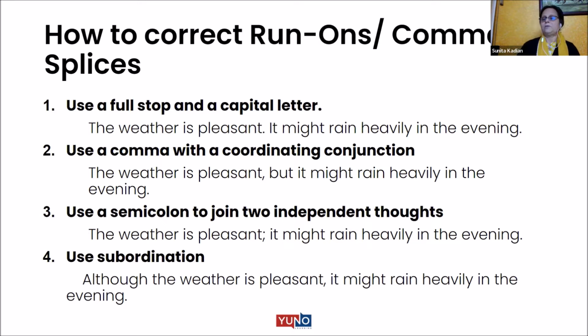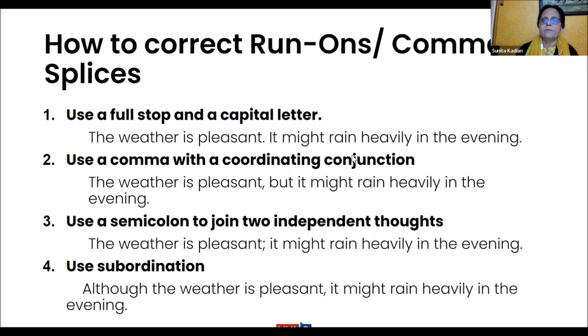Because mistakes related to commas are the most common ones and are responsible for your grammatical mistakes. So how do we correct the run-ons or the comma splices? One is to use a full stop and a capital letter, like the weather is pleasant, put a full stop. Then the next sentence starts, it might rain heavily in the evening, right? Or you use a comma with a coordinating conjunction, comma, and then you put the coordinating conjunction but. Or you use a semicolon. I just shared this with you all. You put a semicolon and then you start, it might rain heavily in the evening.